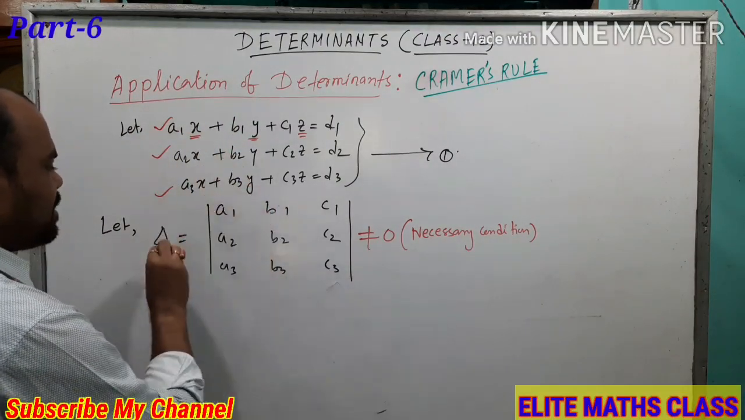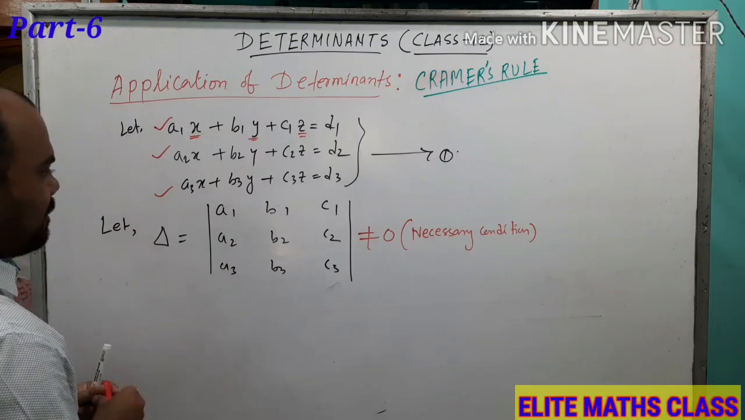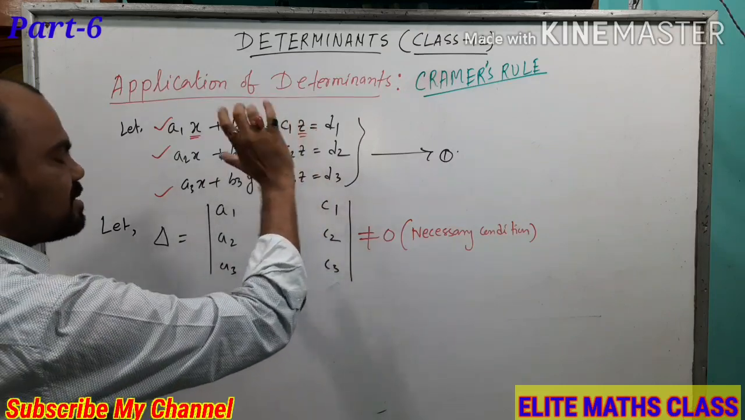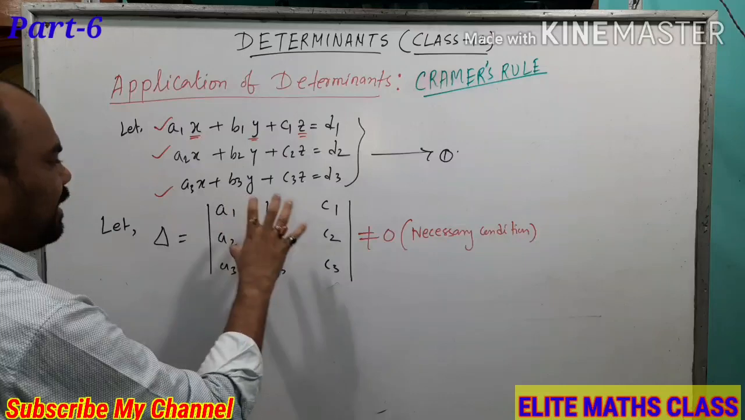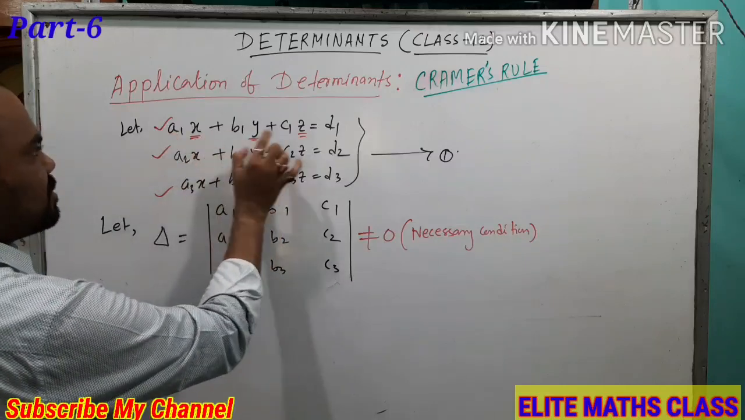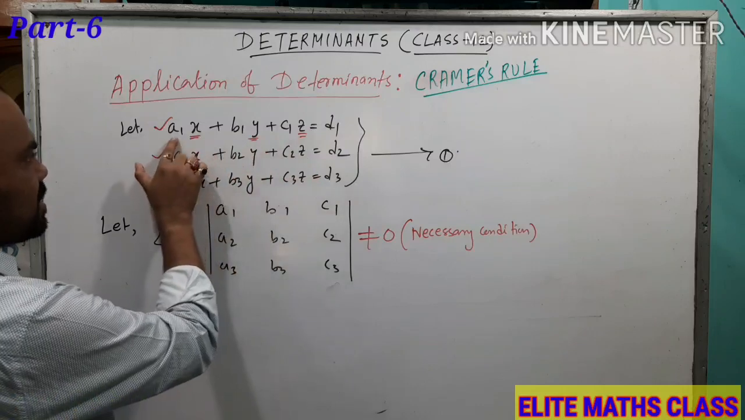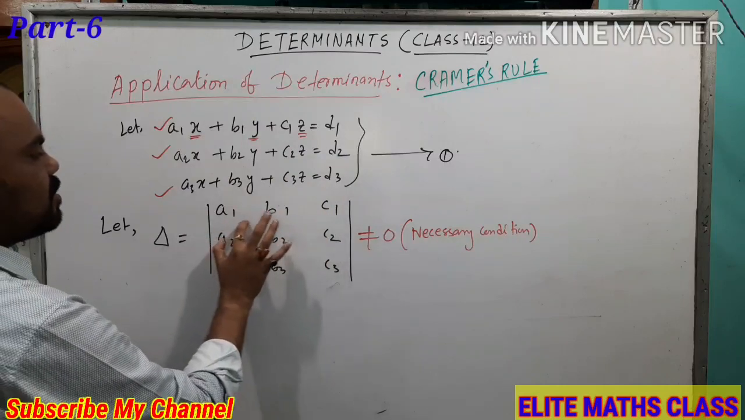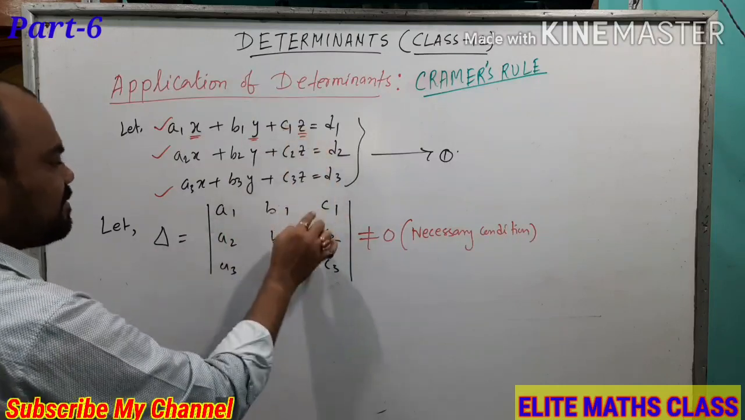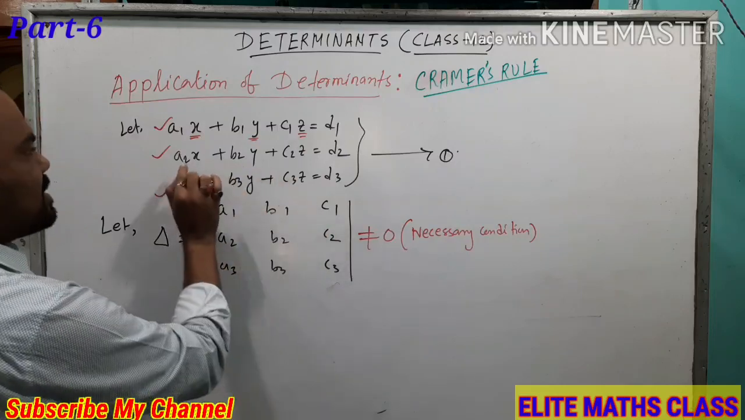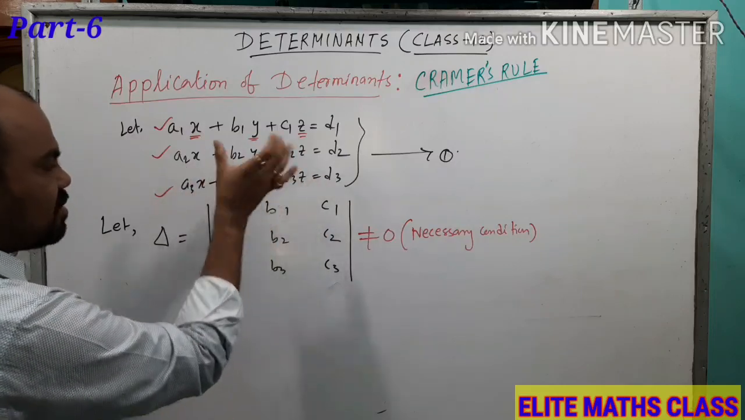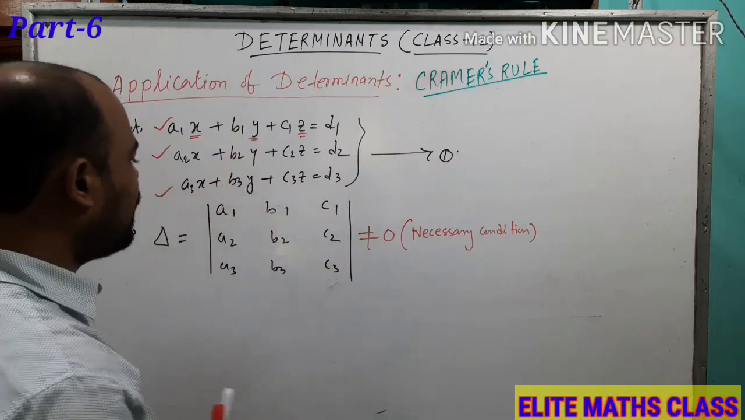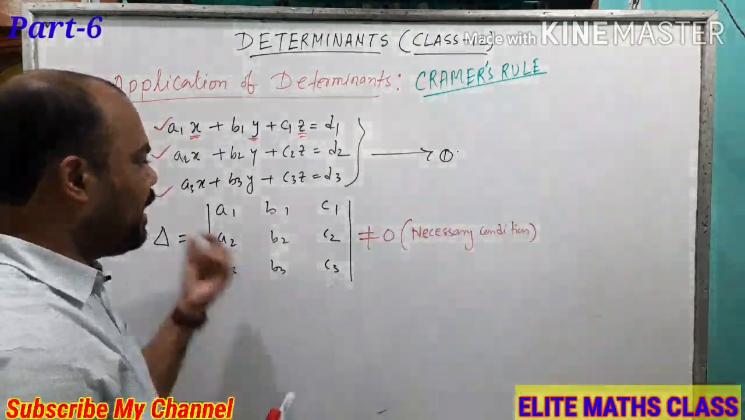First of all, we have to form a determinant. I give the name as del. Now how to form del? Del will be a 3 by 3 determinant, as we are taking three variables and three equations. Just take the coefficients of x, y, z. See here, in the first equation, the coefficient of x is a1, coefficient of y is b1, coefficient of z is c1. So it will be the first row. Coefficients of x, y, z from the second equation will be the second row. Coefficients of x, y, z from the third equation will be the third row. So a determinant of order 3 is formed.